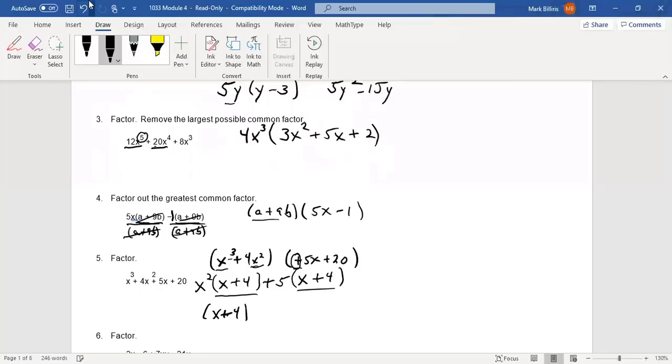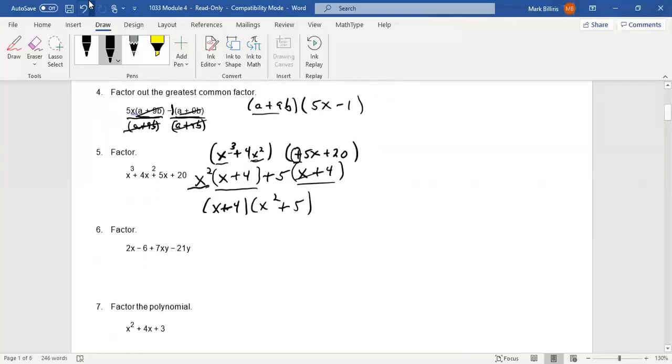And when we factor it out of the first term, it's going to leave us an x squared. And when we factor it out of the second term, it's going to leave us a positive 5. So our final answer would be x plus 4 times x squared plus 5.